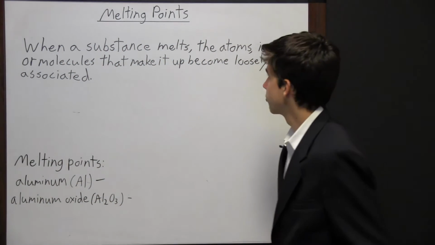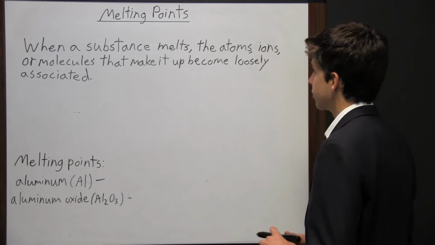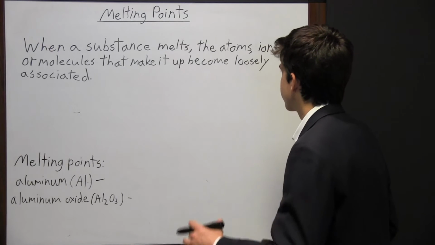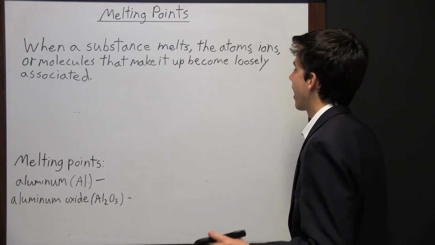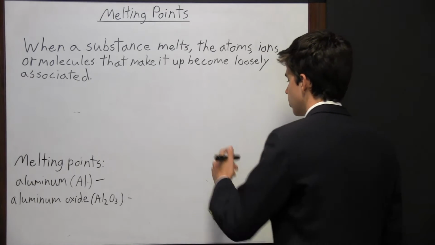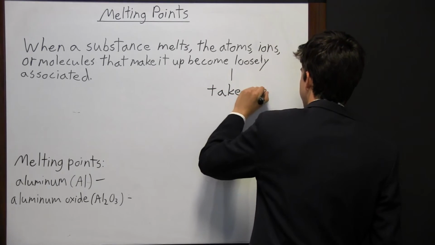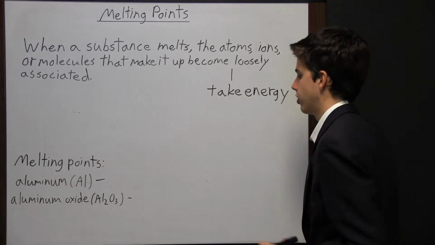When a substance melts, the atoms, ions, or molecules that make it up begin to become loosely associated. Now, in order to make the atoms, the ions, or the molecules loosely associated, it takes energy. And so it's energy that's used to make them loosely associated. So you need lots of energy.